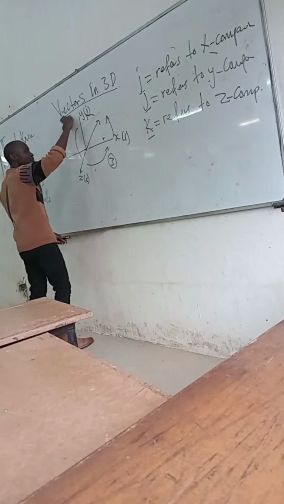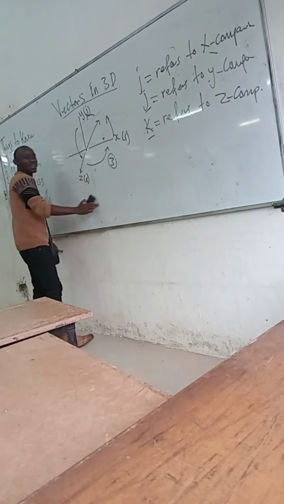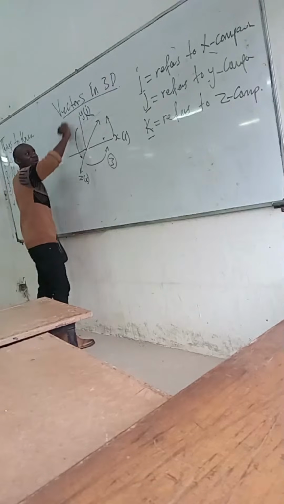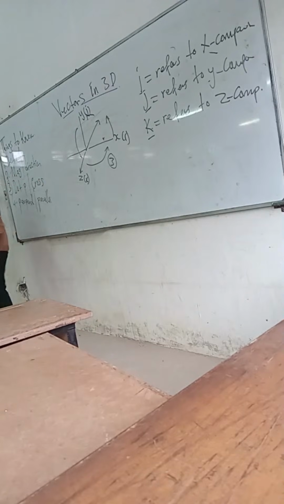Now this is a representation diagram of the unit vectors in three dimensions. Three dimensions means three components: x, y, and z. And that means three unit vectors: i, j, and k.